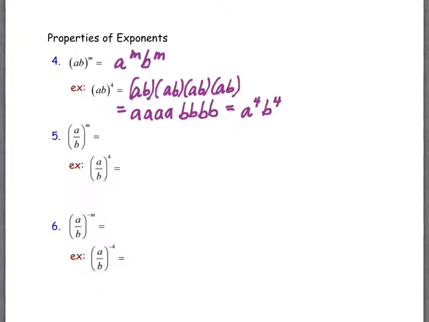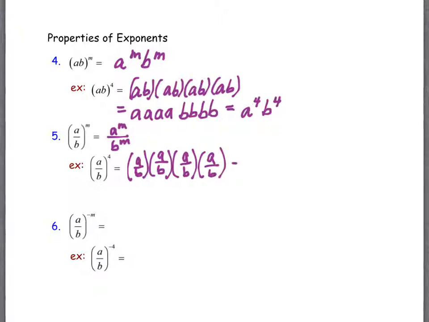Number 5 works the same way. In fact, it's even clearer in many regards. It is a to the m over b to the m, because I have a over b times a over b times a over b 4 times. And I don't even need to reorganize anything. I just multiply across the top, and I say, oh, look, there's 4 a's, and I multiply straight across the bottom, and look, there's 4 b's. So this is a to the 4th over b to the 4th.